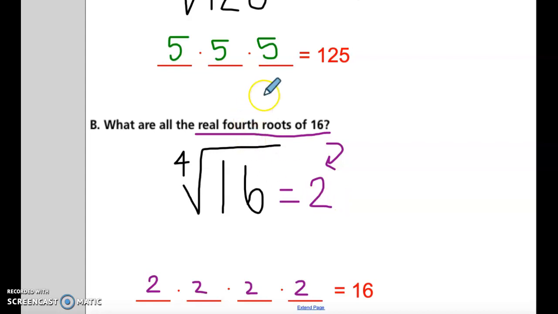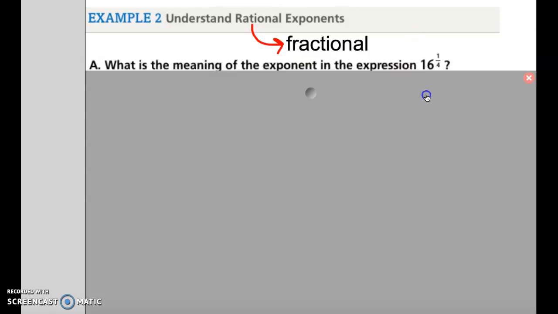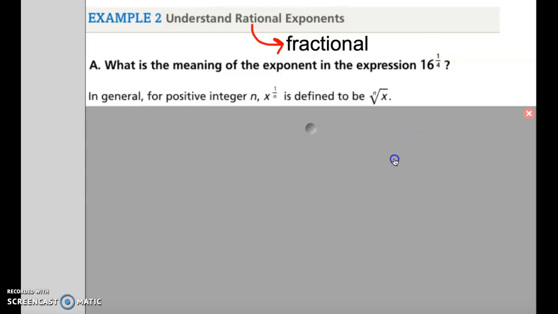Not too bad. The next example that we're going to look at, you're going to do these try-its in the practice section. We're going to look at rational exponents. So we just finished a whole chapter on rational functions. What type of number is a rational number? It's a fraction, right? A rational exponent is a fractional exponent. What happens if my exponent is a fraction?